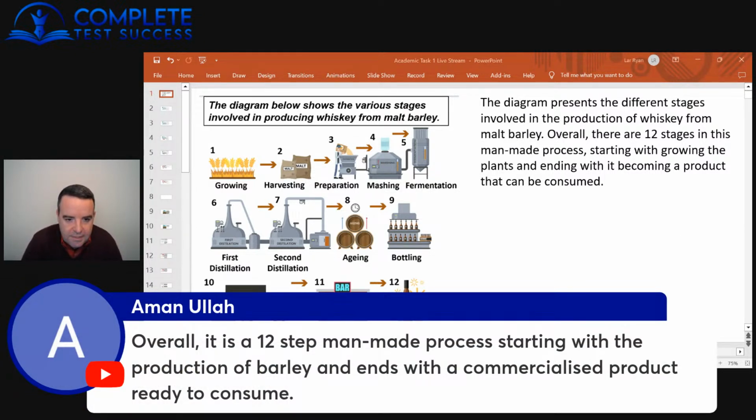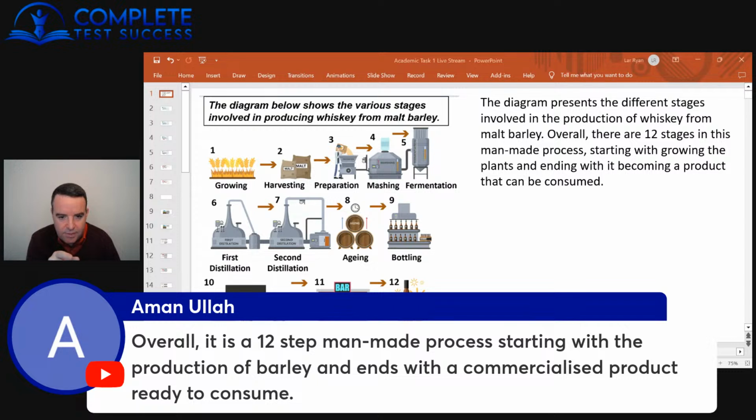Okay, so here's Amin's again. Overall, it is a 12-step man-made process. We need a comma after step, and it's a hyphenated 12-step, comma, man-made process, starting with the production of barley. Production of barley would really be the growing of barley, I would say. Starting with growing barley and ending with, so you need to follow the same structure.